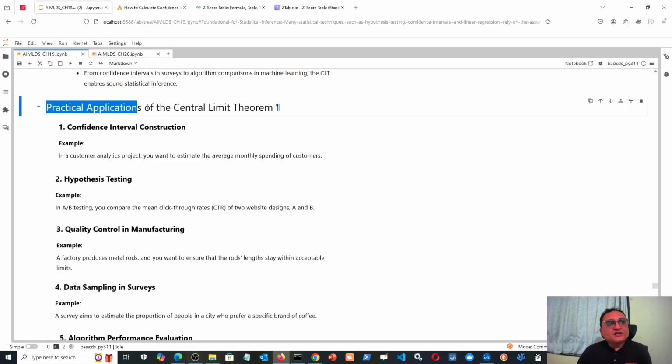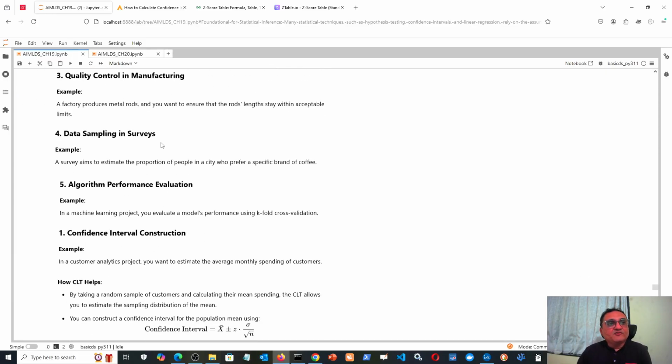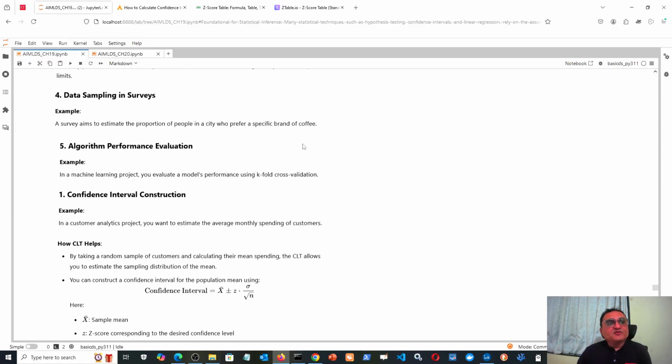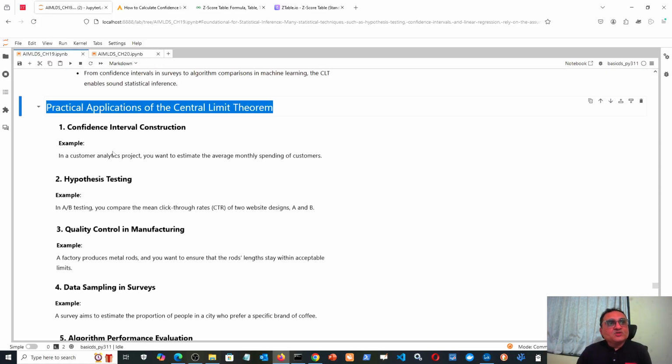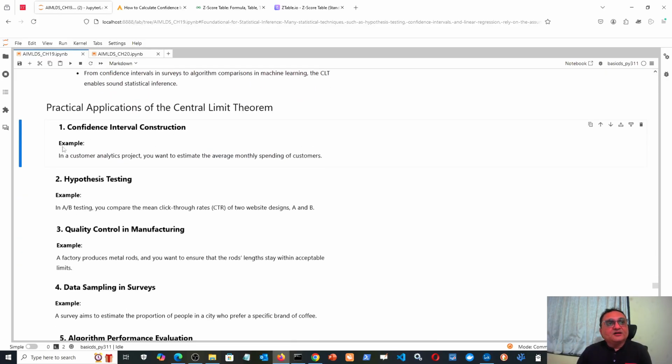Now here we want to discuss practical applications of central limit theorem, and we want to discuss 5 applications one by one. One is confidence interval construction. Second is hypothesis testing. Third is quality control in manufacturing. Fourth is data sampling in surveys. And fifth is algorithm performance evaluation. So now if I read all this, then at least after so many chapters, you will find that none of the terms or words will look strange or unfamiliar to your ears.